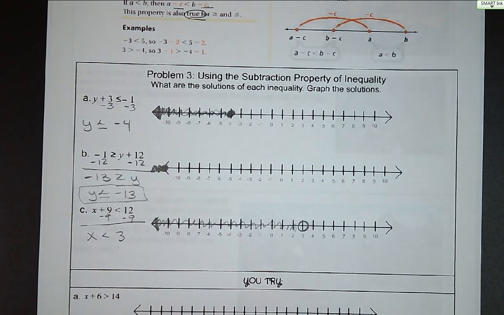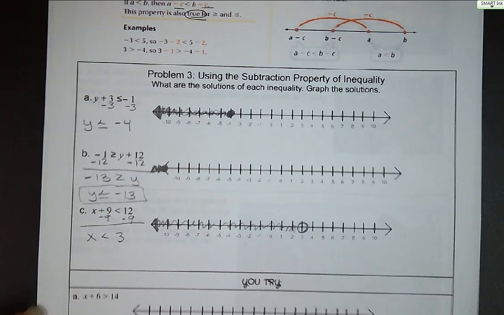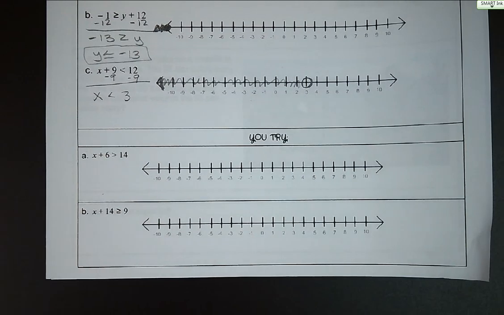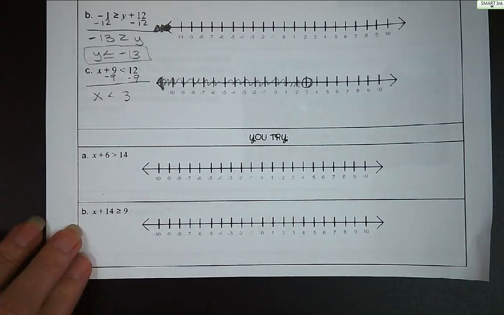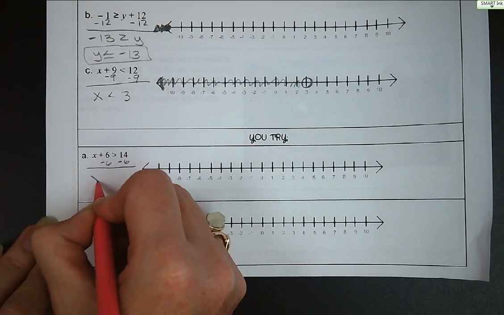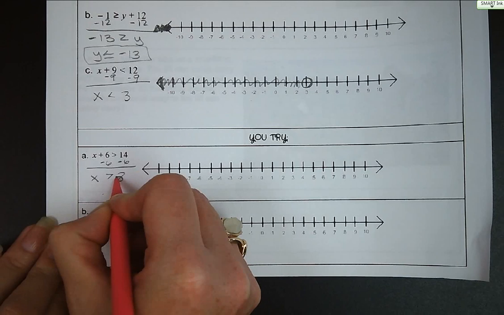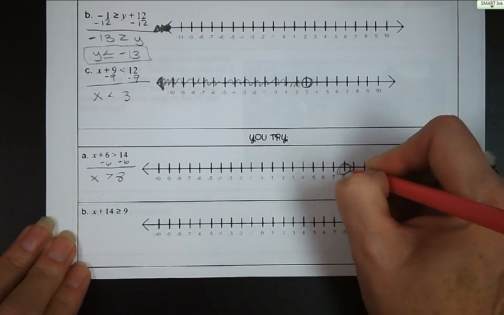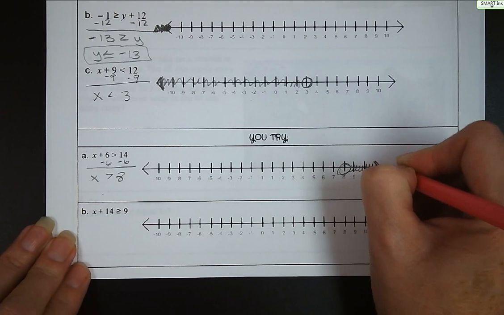All right. Why don't you guys try the two at the bottom of the page there? We'll go over them. So x plus 6, we need to subtract 6 from both sides. So x is greater than 8. So we have an open dot at 8, and we are shading to the right.